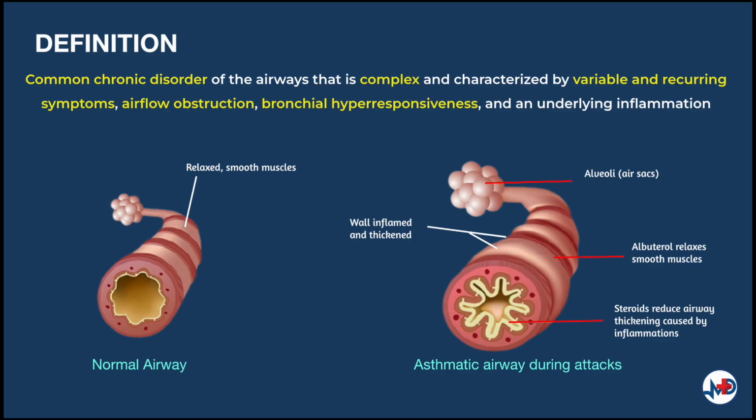Asthma is a common chronic disorder of the airways that is complex and characterized by variable and recurring symptoms, airflow obstruction, bronchial hyperresponsiveness, and an underlying inflammation. The term asthma is a Greek word that is derived from the verb azein, meaning to exhale with open mouth or to pant.